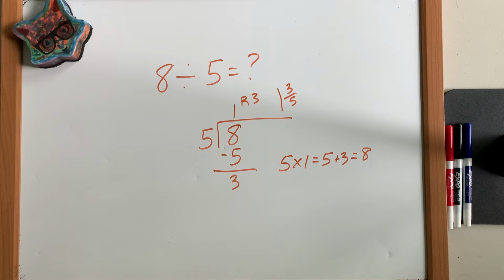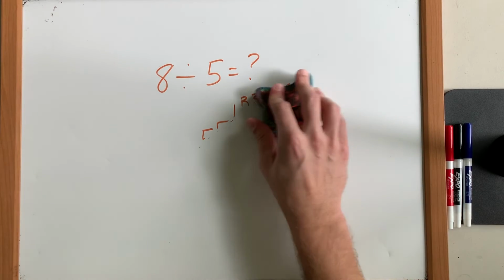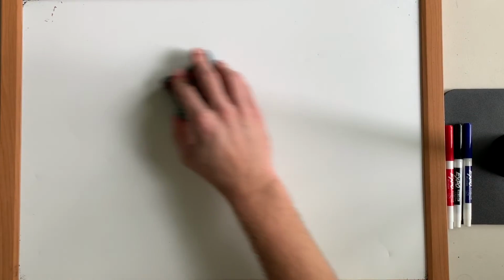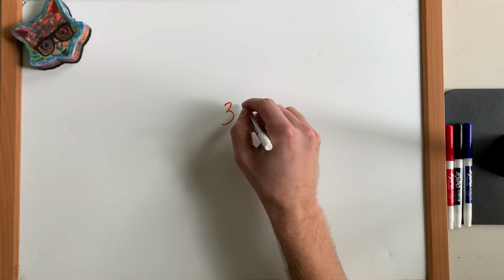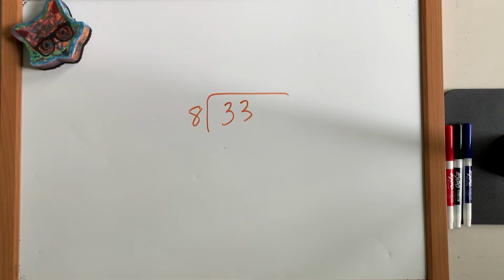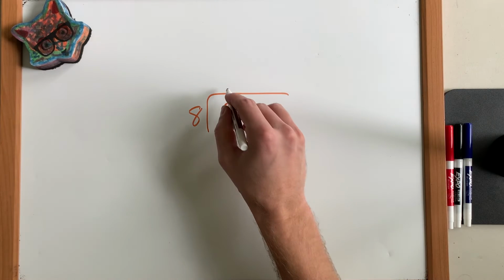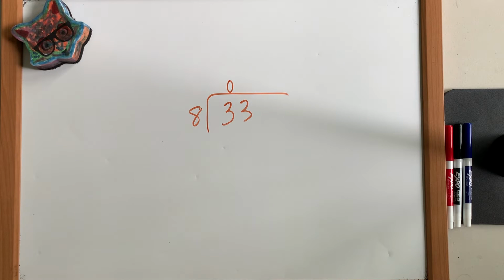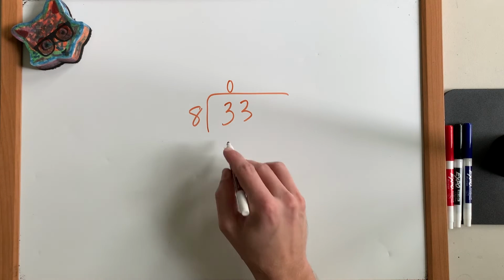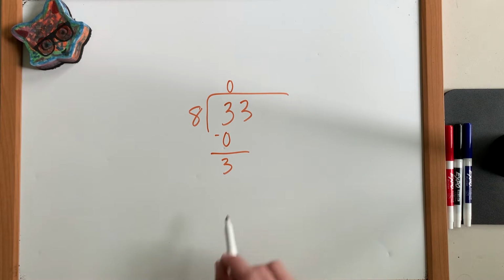Let's go ahead and take a look at a slightly more difficult example, but we're going to use the same process. How about 33 divided by 8? Okay, we're going to start by asking that same question. How many times does 8 fit into 3? Well, it doesn't. It can't fit. So we say 0 times. 8 times 0 is 0. We're going to subtract, and we get 3.